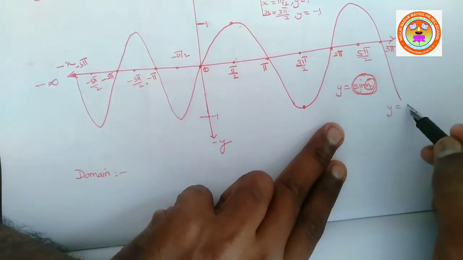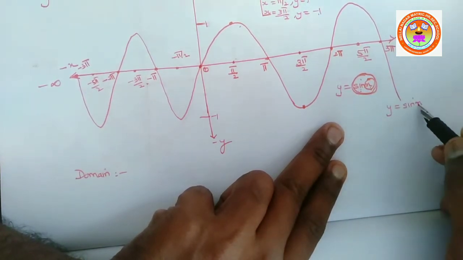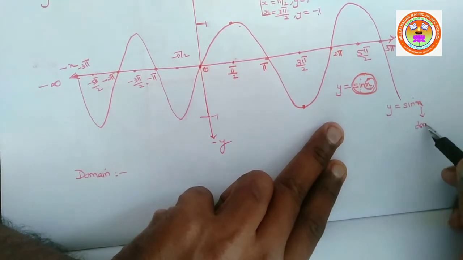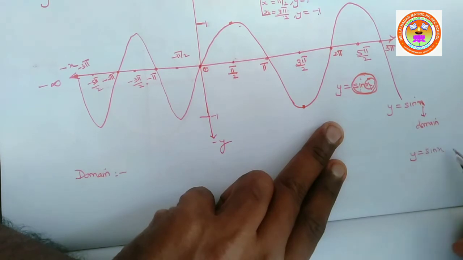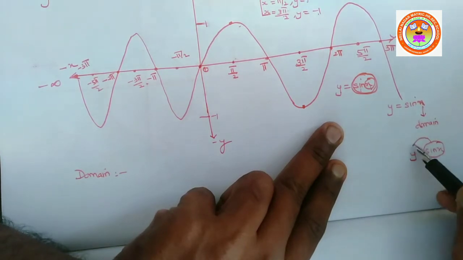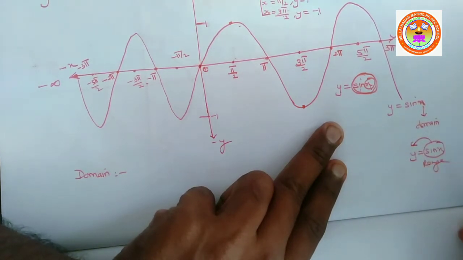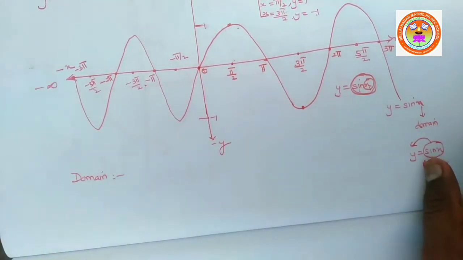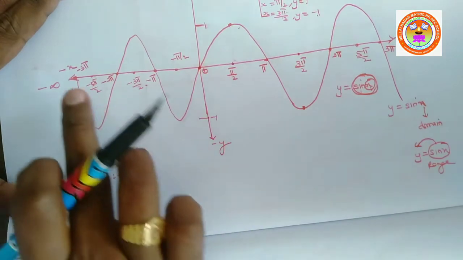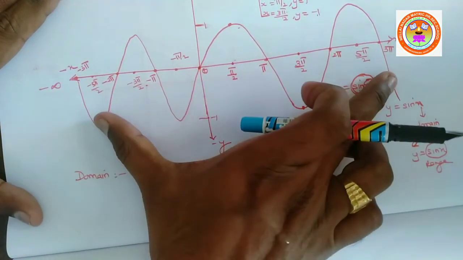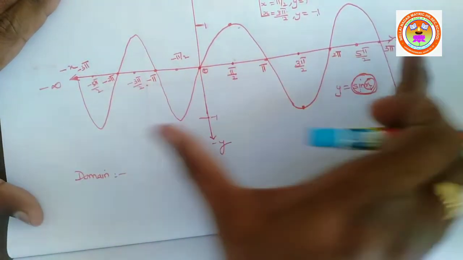If I take y is equal to sin x, this x value we call the domain. This sin x is nothing but y; this is called the range. The x value is nothing but the domain, and sin x is equal to y. Y is the range. In the domain, this horizontal line, what is the horizontal line? The x axis.